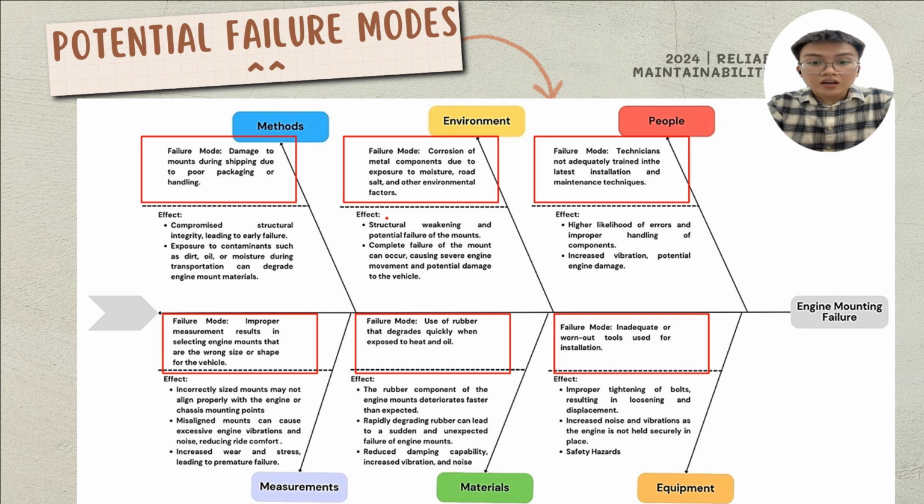damage. The measurement category addresses the issues of incorrect measurements, leading to the selection of engine mounts that are the wrong size or shape, causing misalignments, excessive vibrations, noise, increased wear, and premature failure. In the materials category, using rubber that degrades quickly when exposed to heat and oil can lead to faster deterioration, sudden failure, reduced damping capability, and increased vibration.